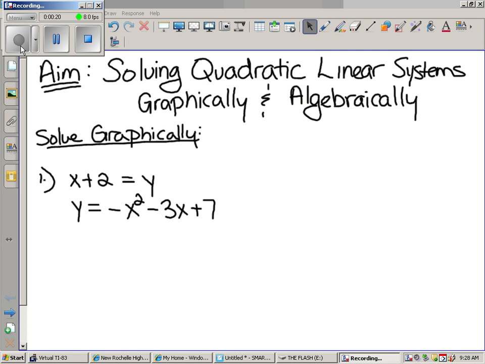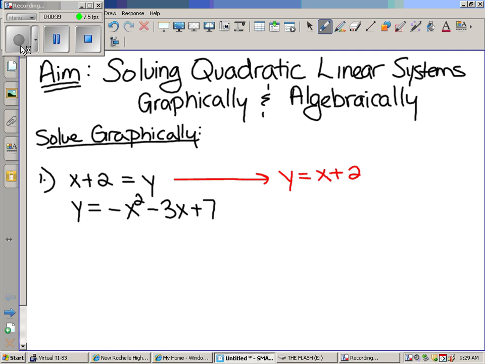I want you to understand that the first step towards solving these equations graphically is to always get it in y equals form. Some people say, but what about the top? It's not y equals. Can I flip it around? What do you think? Yeah, of course you can. This is really the same thing as y equals x plus 2, right?